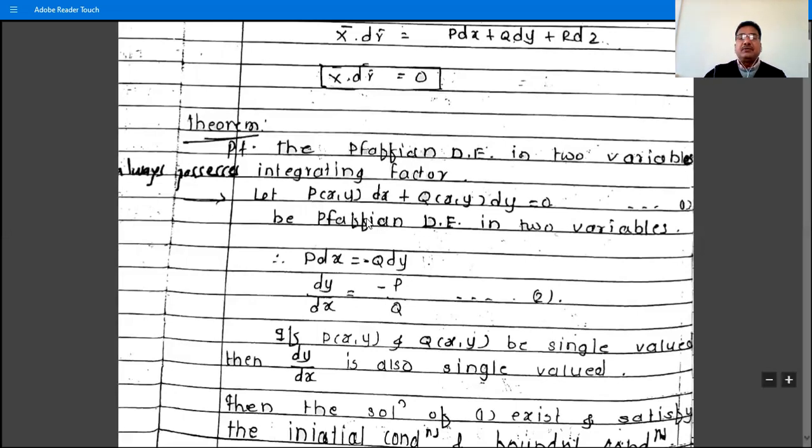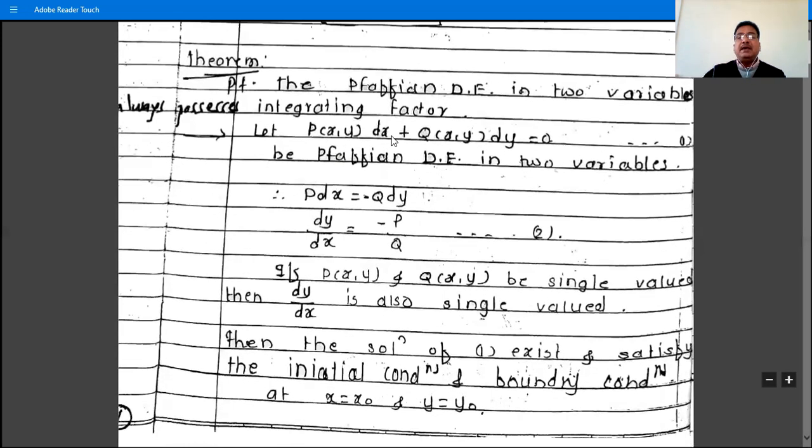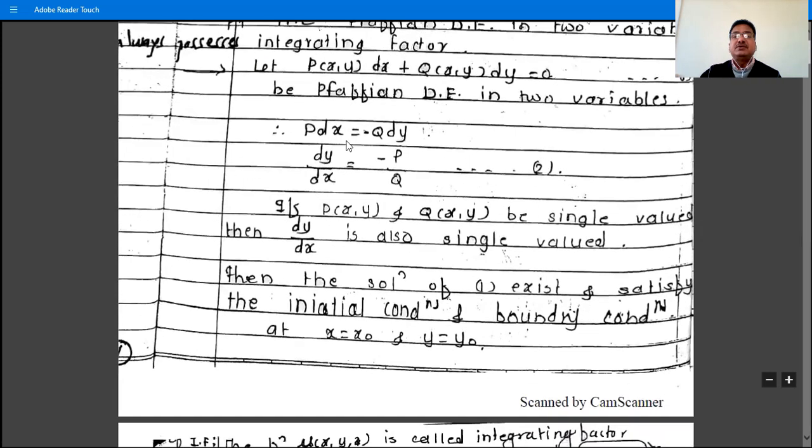Okay, so let P(x,y) dx plus Q(x,y) dy equal 0 be a Pfaffian differential equation. What we have to show is that this equation always possesses an integrating factor. Therefore P dx is equal to minus Q dy, so dy by dx is minus P by Q.